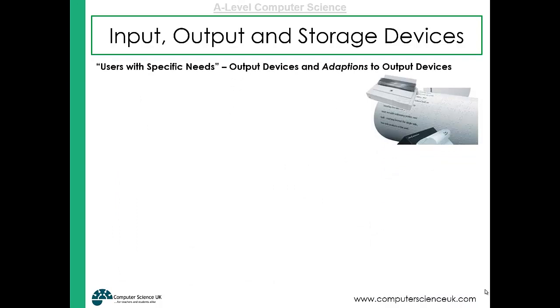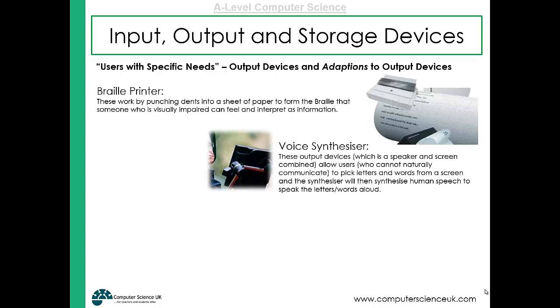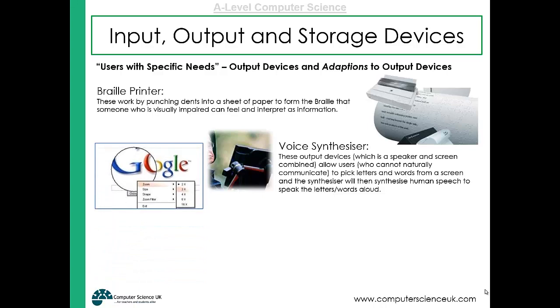Okay, so there are output devices and certain adaptations to output devices that could be used with users with specific needs. So a braille printer, they work by punching dents into a sheet of paper to form the braille that someone who is visually impaired can feel and interpret its information. Got a voice synthesizer, so these output devices, which is really just a speaker and a screen combined, allow users who cannot naturally communicate to pick letters and words from a screen, and the synthesizer will synthesize human speech to speak the letter or word out loud.